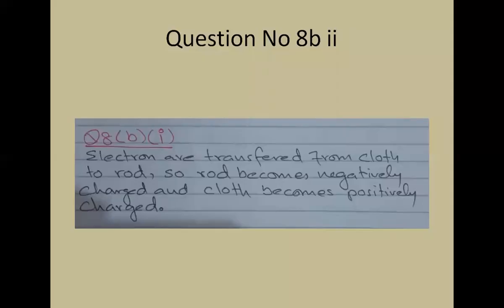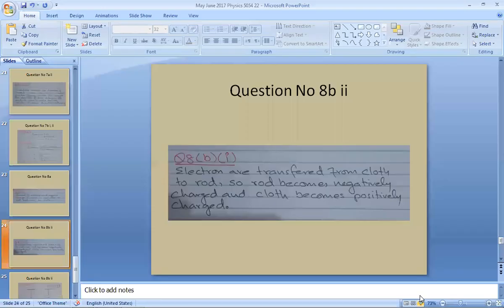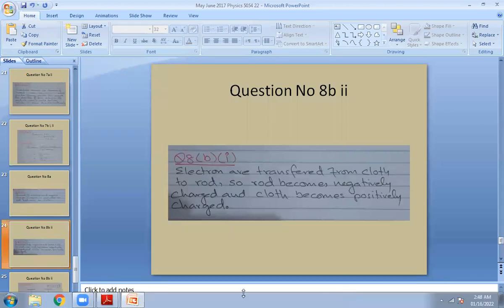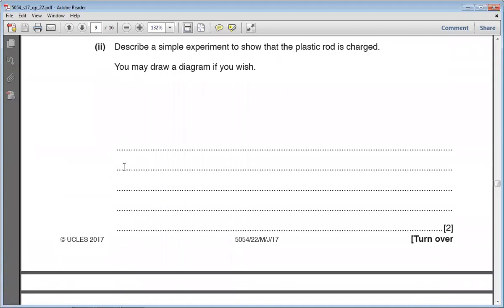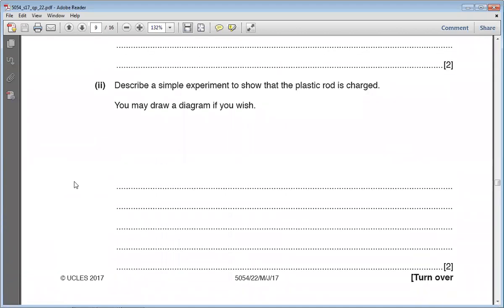So electrons are transferred from cloth to rod. So the rod becomes negatively charged and the cloth becomes positively charged. Hopefully you understand. Okay, so here we go. It's a 2-mark question. It says, describe a simple experiment to show that the plastic rod is charged. You may draw a diagram if you wish.